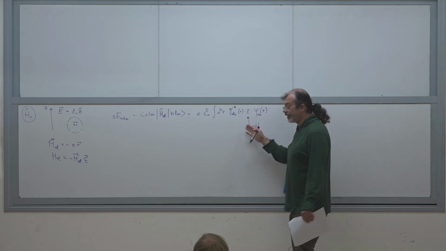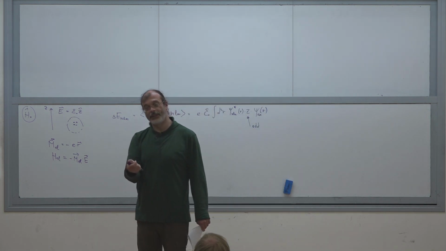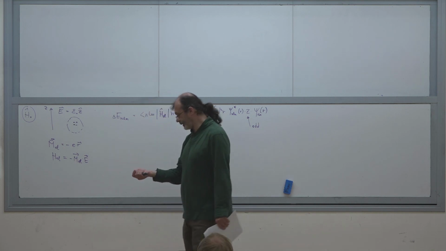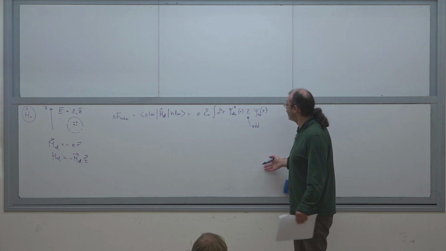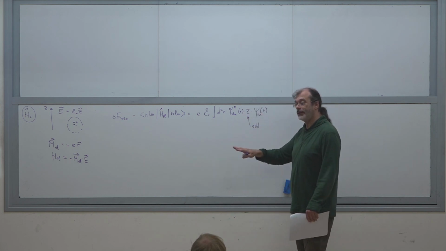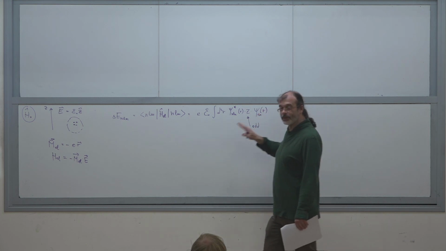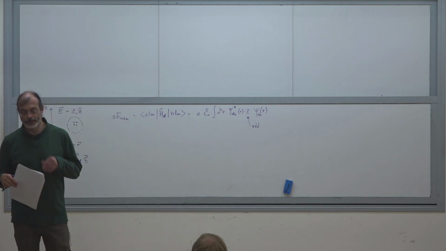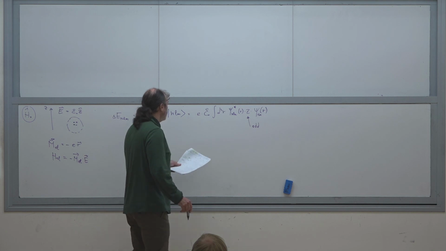What we know is that the wave function of the ground state of hydrogen is a symmetric function. So we can immediately say that for the ground state of the hydrogen atom, this correction is equal to 0. The first order correction is equal to 0 for the hydrogen atom due to symmetry considerations. Okay, that was easy, right?